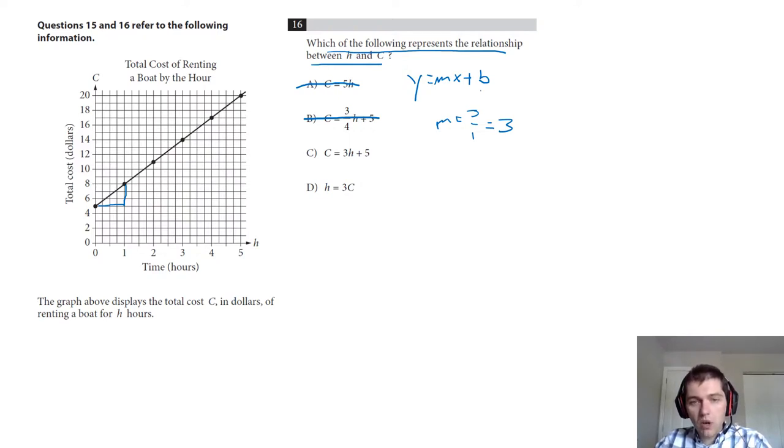So you have to look at what is the intercept. And the intercept here is it costs $5. That's the initial condition just to rent the boat. So your y equals mx plus b will be 5. C is the answer that has both the slope and intercept correct. D only has the slope. That would be if it was 0, it's incorrect. C is your correct answer.